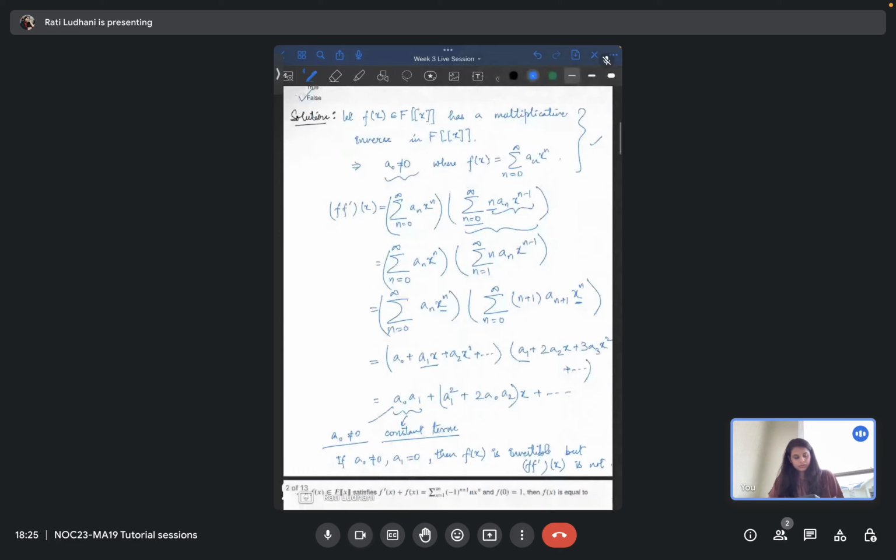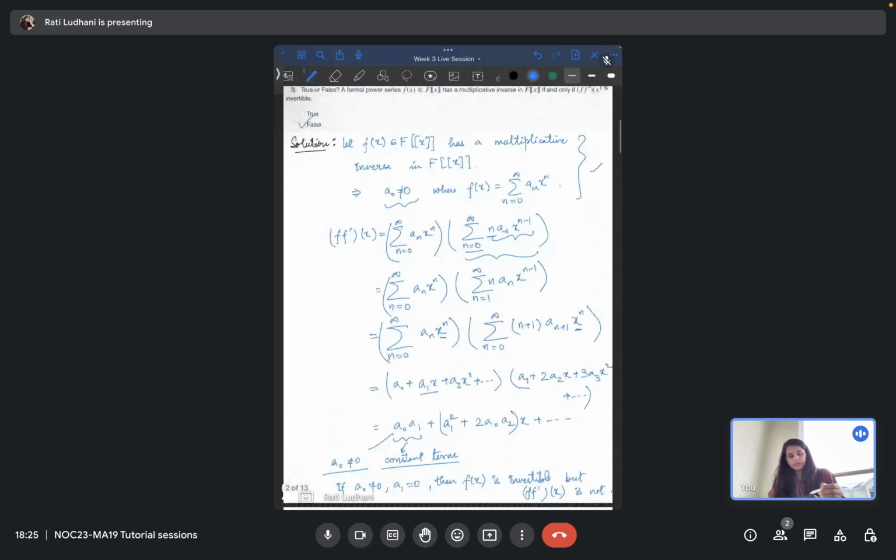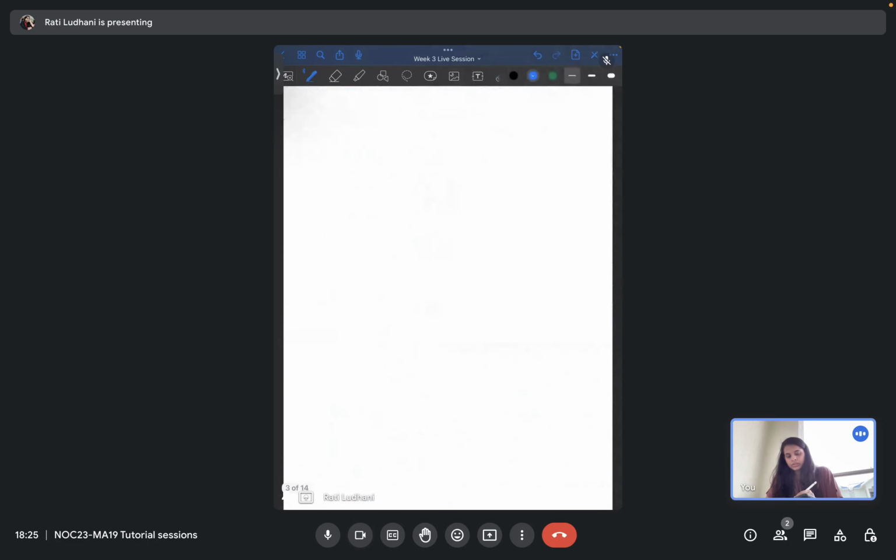Okay. So if you want some example, we can definitely construct it. Just take some f(x) to be 1 plus x square, or maybe if you want, just doing random. So if you consider this f, then f'(x) is not invertible. So we have a counter example. Okay, I hope this is clear. Let's move to the next question.